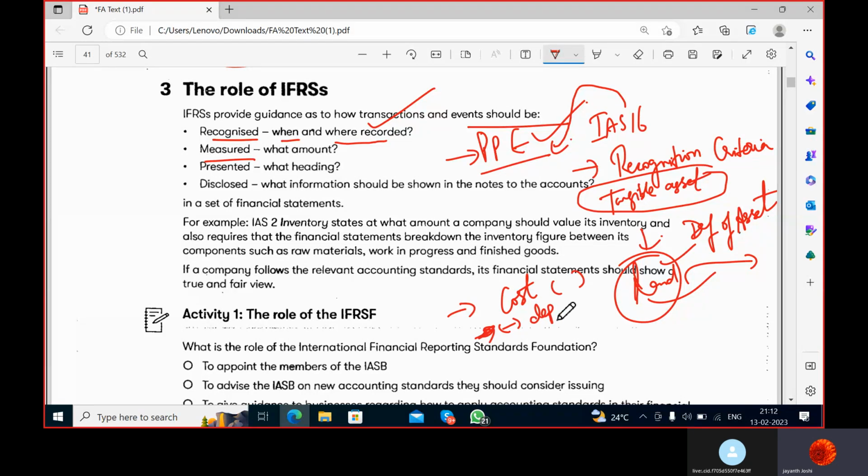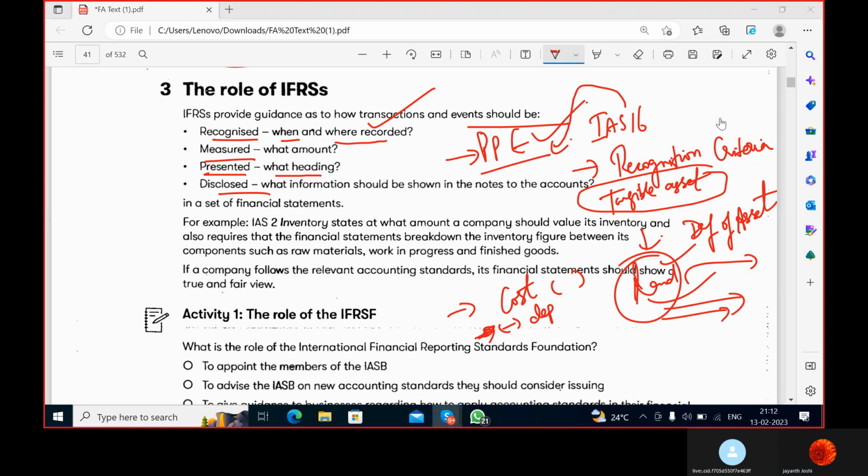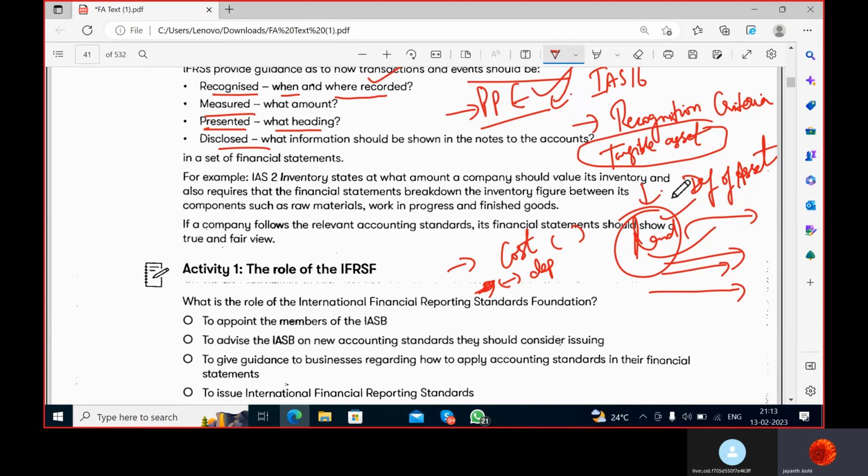There are some other ways also to measure, but we will study that afterwards. Then you have to present that under what heading? Under assets. And then you have to give some important extra information about that asset: from whom you bought this asset, when you brought this asset, what method of depreciation you are applying to this asset. Those extra pieces of information, can you write them in the statements? No, you have to write that in the footnotes.